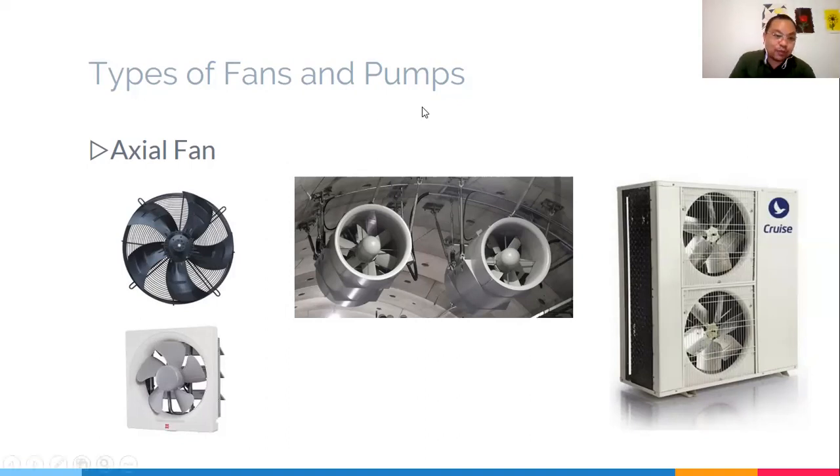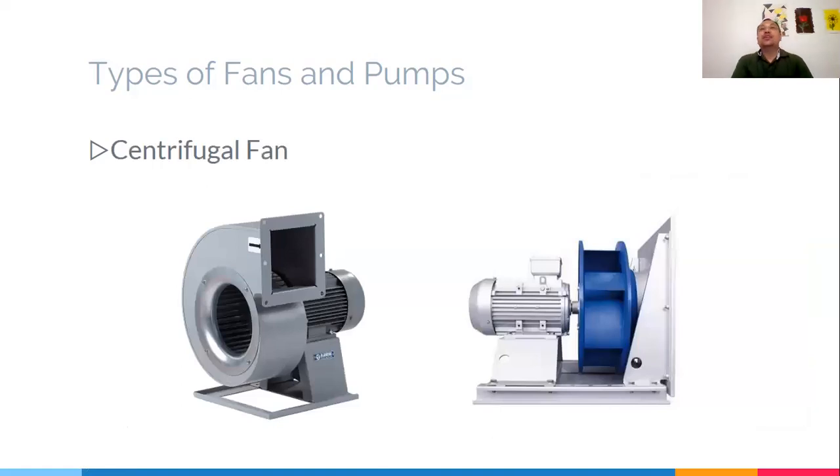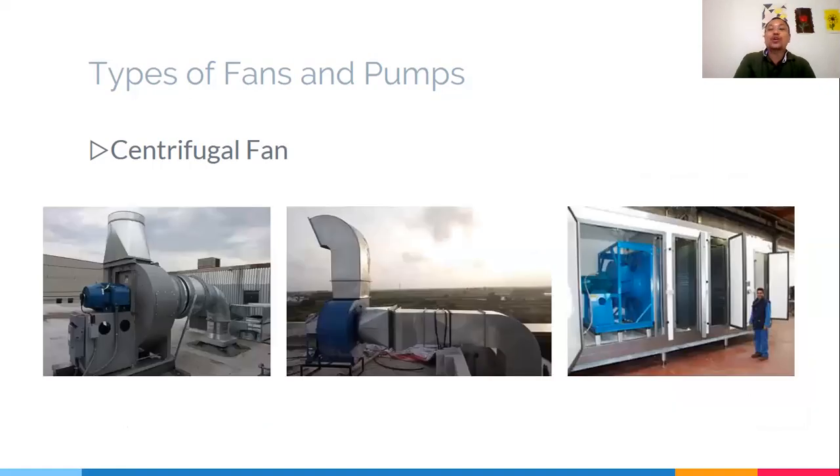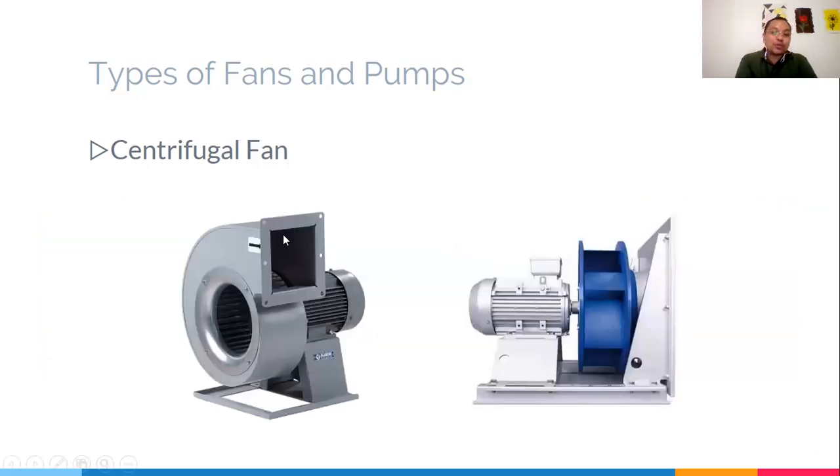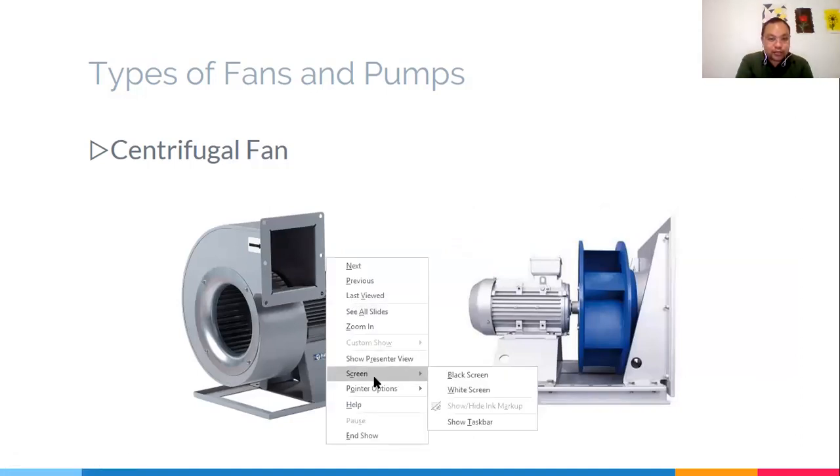And the other type of fan is the centrifugal fan. These centrifugal fans can usually be seen inside our aircon, and sometimes you will see them on top of buildings as the exhaust fan or the kitchen exhaust fan. So these are the centrifugal fans. Centrifugal fans, let me have my pointer here.